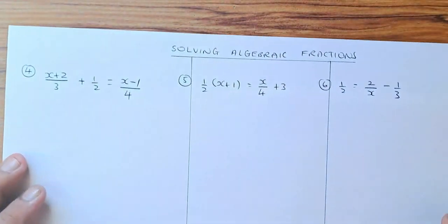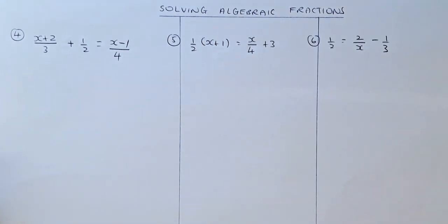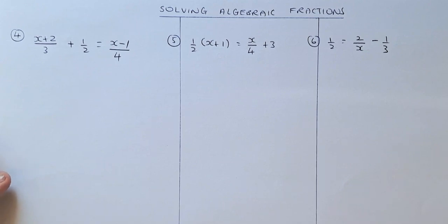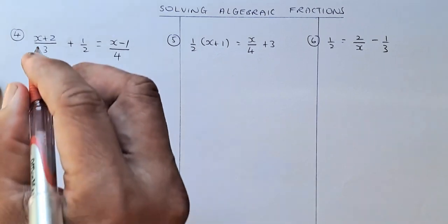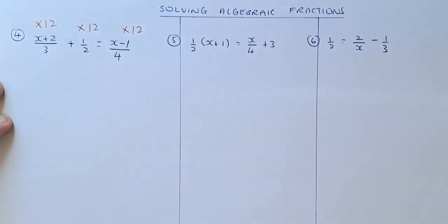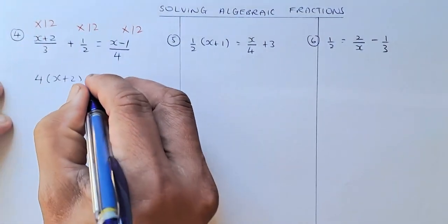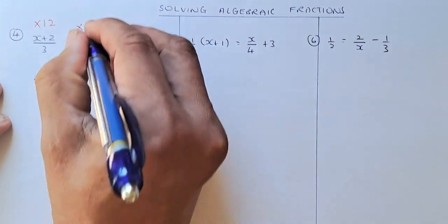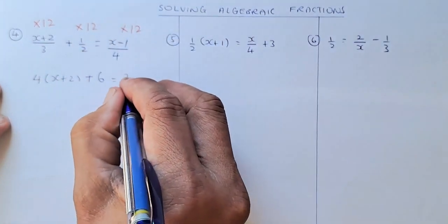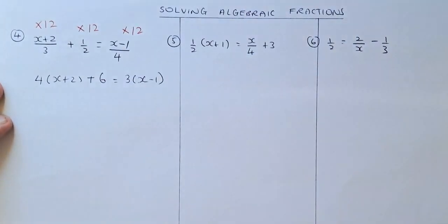Okay, now we're going to do the three hardest examples. So let's do it. The next example is (x + 2)/3 + 1/2 = (x - 1)/4. Again, you must find the lowest common denominator, and the lowest common denominator is 12. So you multiply by 12 in each term. When you multiply by 12, it's going to be 4(x + 2), because 12 divided by 3 is 4. The second term is going to be plus 6, because 12 divided by 2 is 6. And the next term is going to be 3(x - 1), because 12 divided by 4 is 3. You get rid of the fraction immediately.